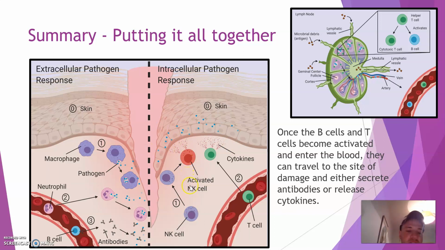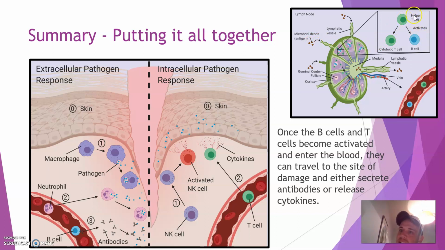But the problem is, just like macrophages and neutrophils aren't enough, NK cells aren't enough. And so again, there's an extracellular component to intracellular infection. These macrophages are going to eat some of these pathogens while they're outside of cells, right before they enter, chew them up, and then release them into the lymphatic system. Again, this intracellular microbial debris, these intracellular antigens, are going to enter the lymph node and activate helper T cells just like before.